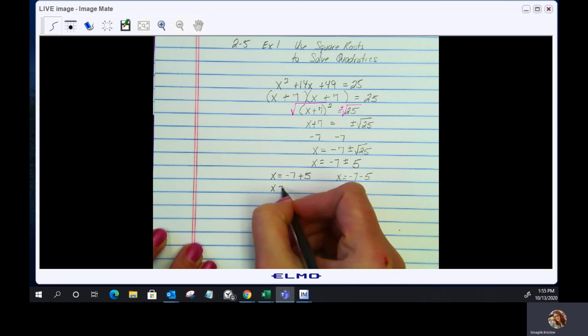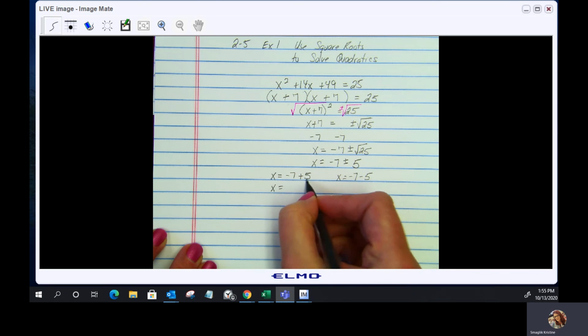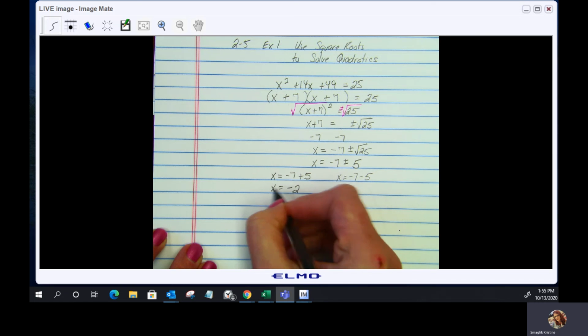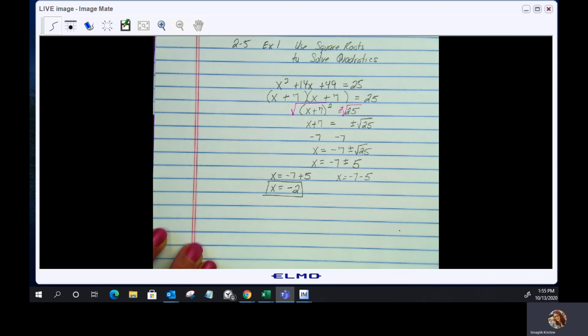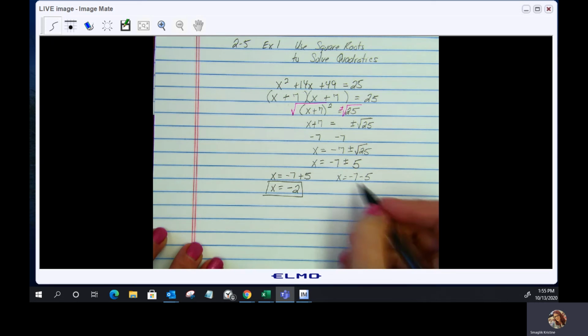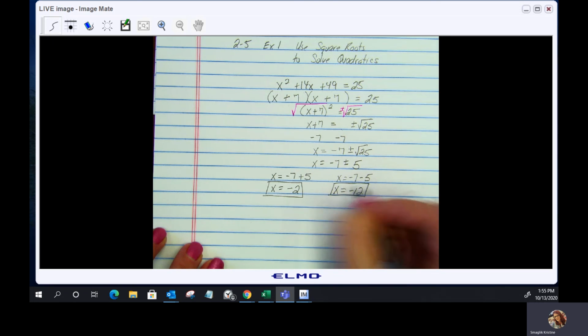So here we go. x equals negative 7 plus 5 is negative 2. So there is one solution, one x-intercept. And here, negative 7 minus 5 is negative 12. And that is my second x-intercept.